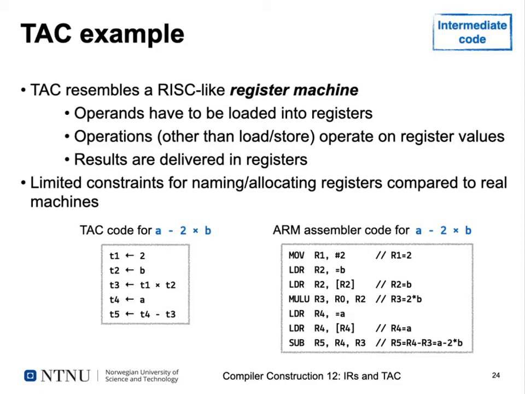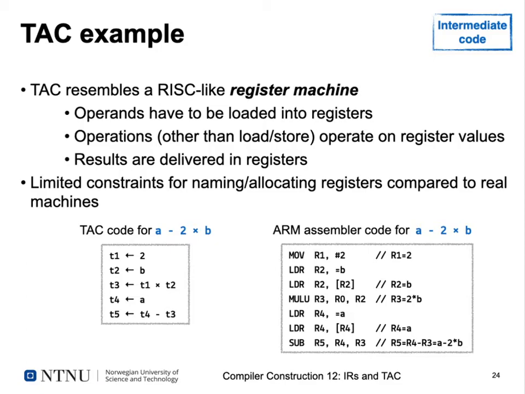So if we look at an example for 3-address code, we see that 3-address code resembles a RISC-like register machine. So operands have to be loaded into registers. Operations other than load or store operate on register values, and the result of an operation is again delivered in a register. So we cannot store, for example, the result of an operation directly into a memory location. We have to store it in a register first and then store this register's contents into memory if we want to have this value stored into memory at all.